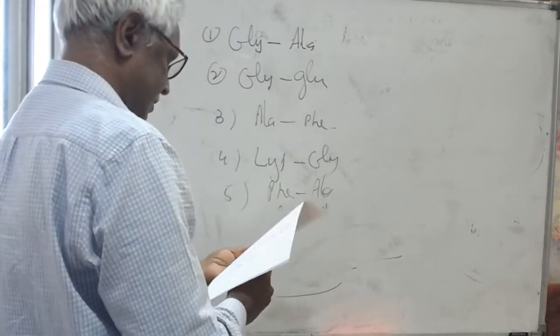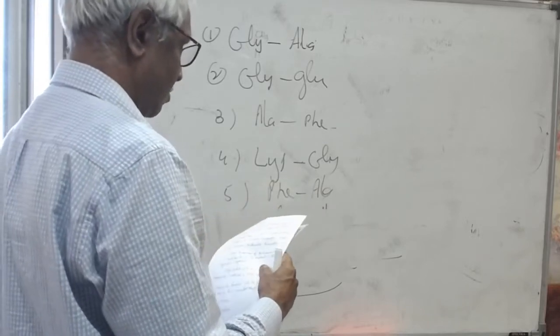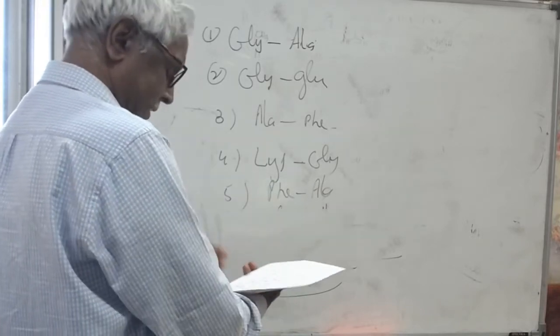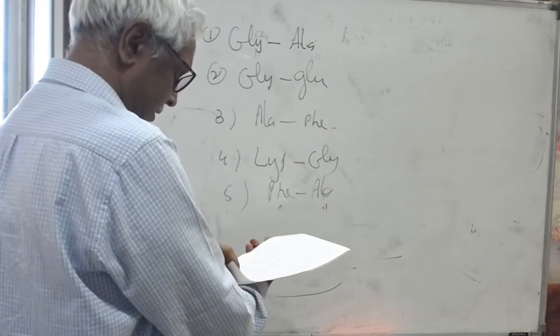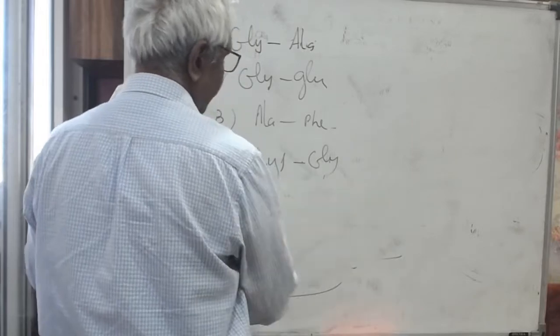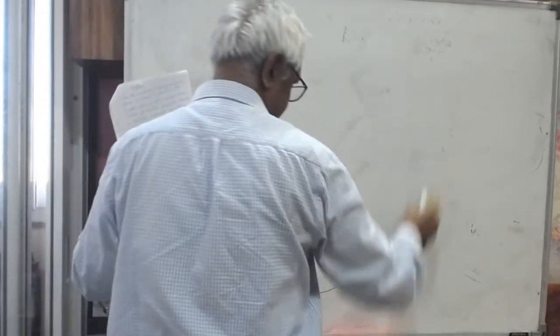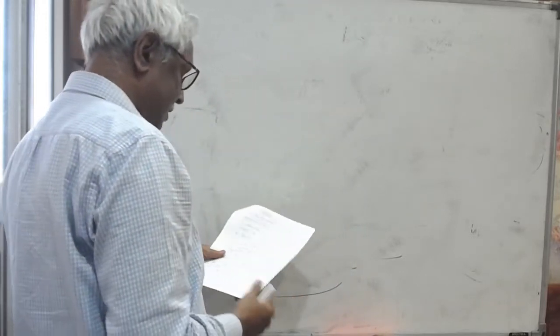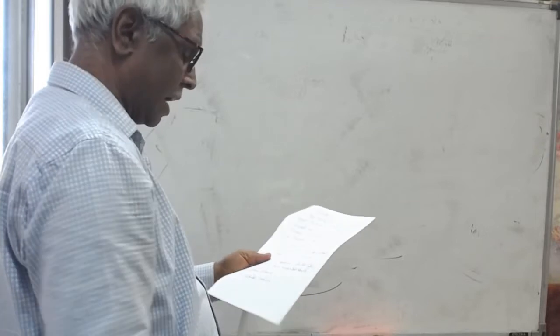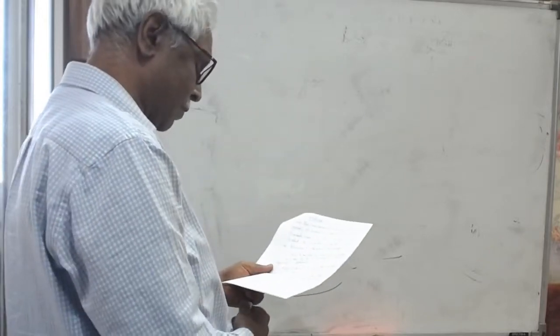When 3 amino acids are linked, it is called tripeptide. 4 amino acids, tetra. 5 amino acids, penta. 6 amino acids, hexa. And when many amino acids are linked and a macromolecule is formed, that is called polypeptide, also known as protein. A polypeptide generally has more than 100 amino acids. When more than 100 amino acids join and a macromolecule is formed, that is called protein.